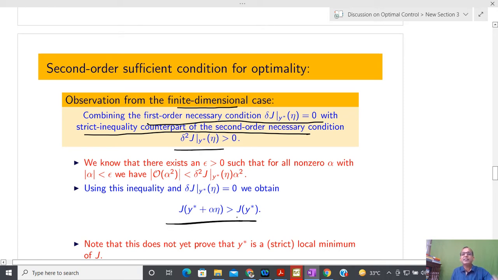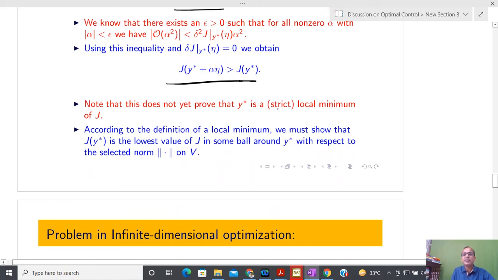This is exactly the same as the finite dimensional case, whenever I am talking about local minima, or strict minima, sorry. Whenever we are talking about the sufficient condition, we are going to talk about a strict minimum. But it is possible to show that here y star is not a strict local minima. According to the definition of local minima, we must show that j y star is the lowest value of j in some ball around y star. That is the kind of thing we have to show.